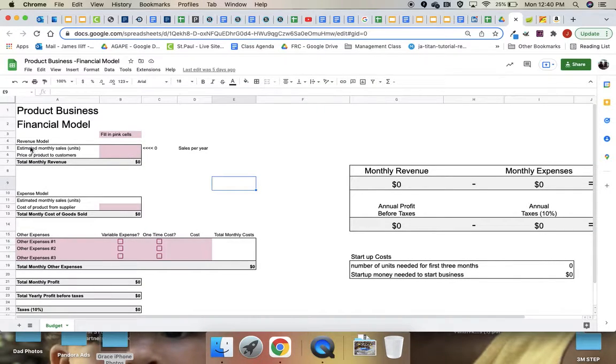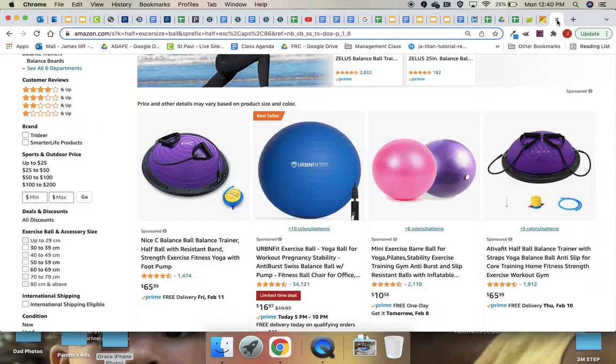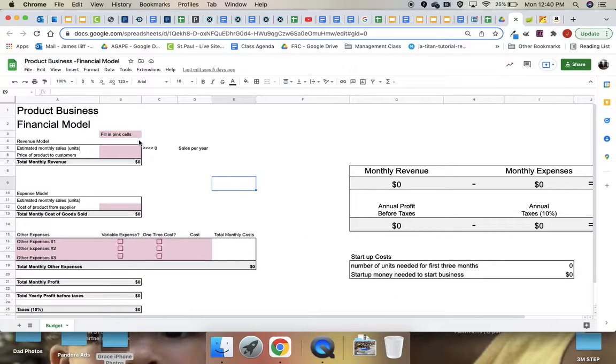So let's look at the first question. Estimated monthly sales in units. So if I was selling this, how many sales would I think I'm going to make in a month? And so, obviously this is going to be a guess, but let's say that I said, hey, I'm going to sell 50 a month. If you take 50 times 12, that equals 600 sales per year. So that's what I'm estimating here.